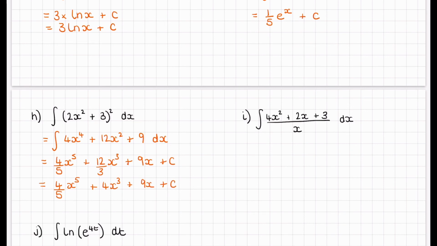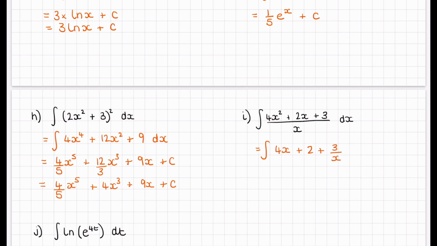I, we've got the integral of 4x squared plus 2x plus 3 all on x. Now we look at this all on x here and you go, oh, we're going to have logs somewhere. Easiest thing actually to do here is to separate it out into separate fractions. So we'll have 4x squared on x, which means the x will cancel, and we'll end up with 4x plus 2 plus 3 on x.